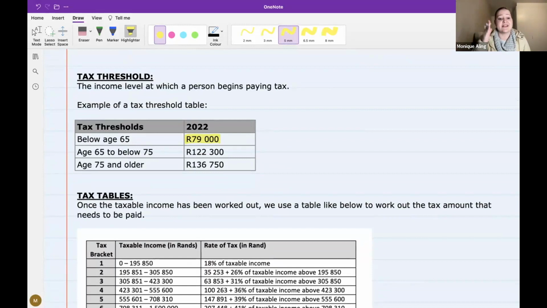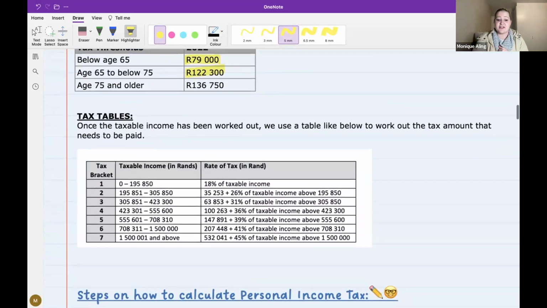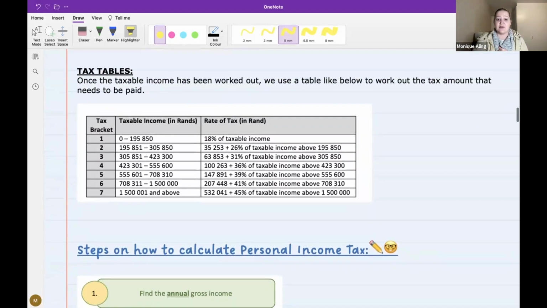Okay, if you're between 65 and below 75, you need to be earning this kind of annual salary and so on. This is the amount that someone needs to earn before they can start paying tax. And then this is just an example of what a tax table looks like.